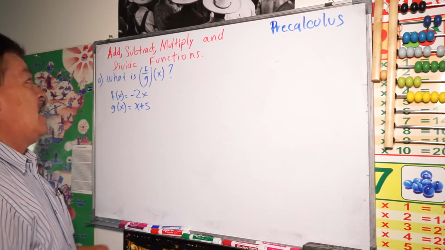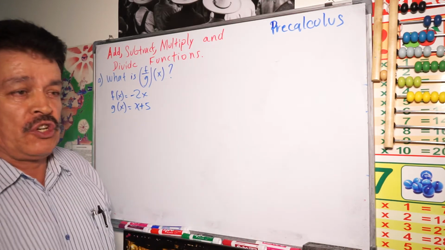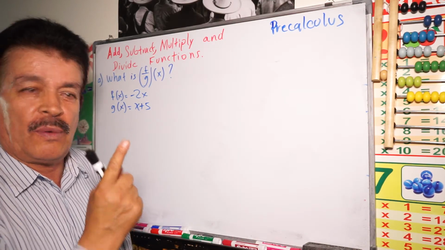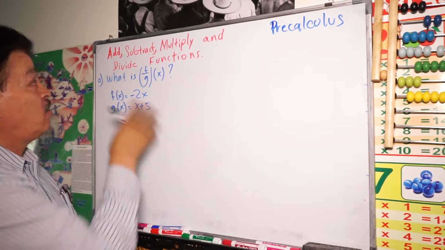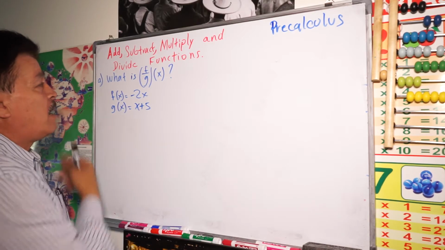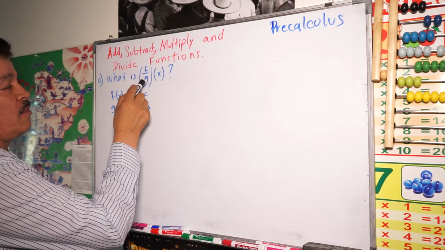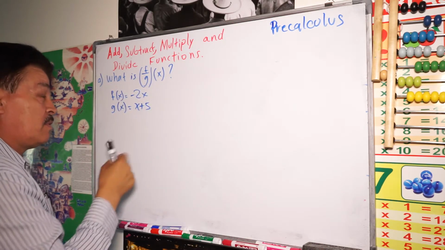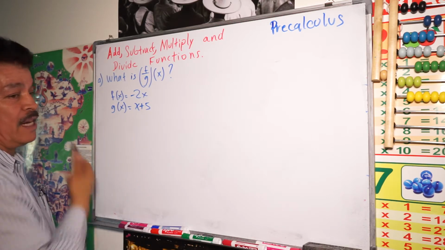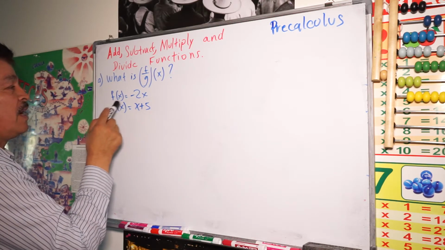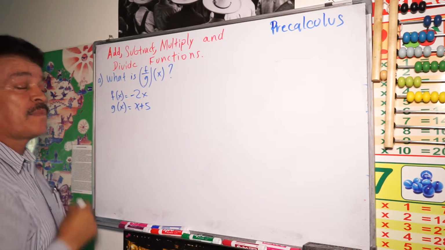Topic: add, subtract, multiply, and divide functions. I'm going to show you some of them, not everything. I don't have enough time to show all operations, but at least we have one problem here. The problem is: what is (f/g)(x)? We have this data: f(x) equals negative 2x, and g(x) equals x plus 5.